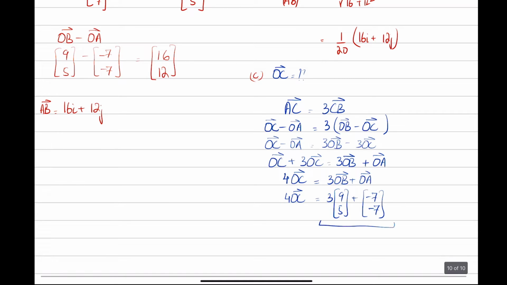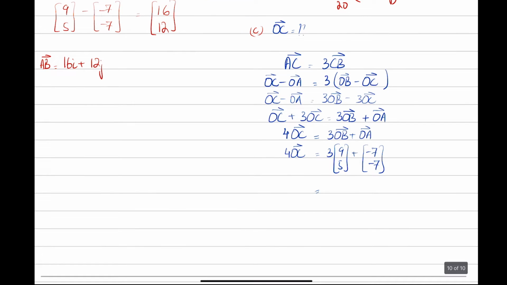Once I work this part out, what do you think I need to do? Divided by 4. Good job. So 9 times 3 is 27. 3 times 5. Actually, by the way, don't think that this 3 will only be multiplied by 9.